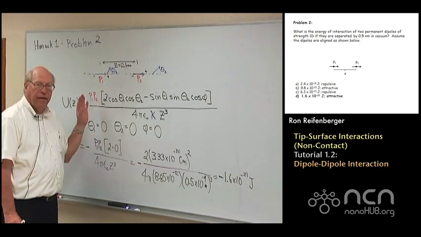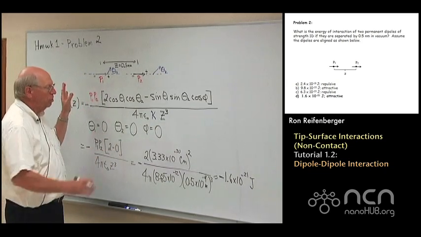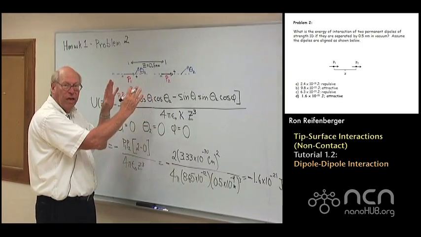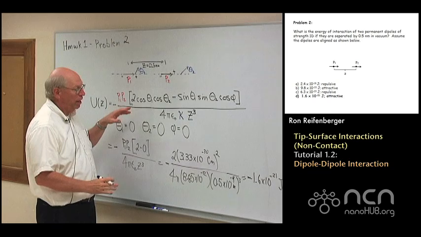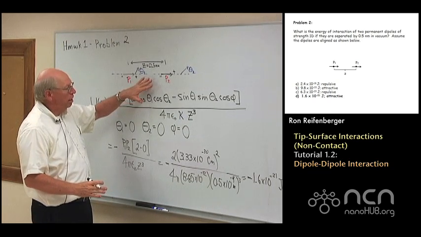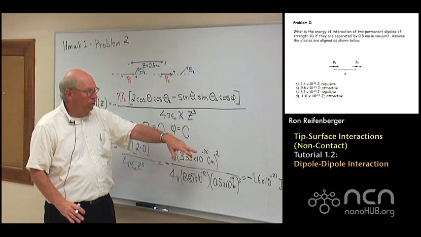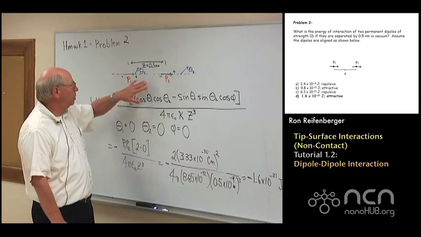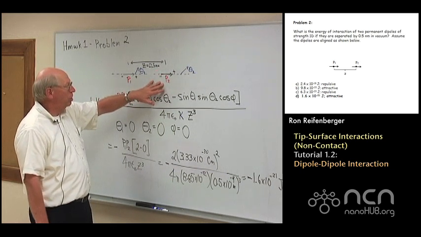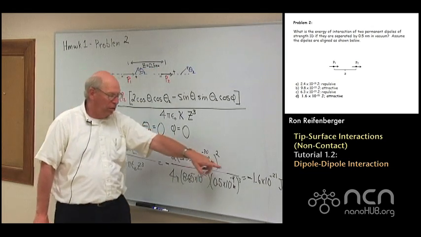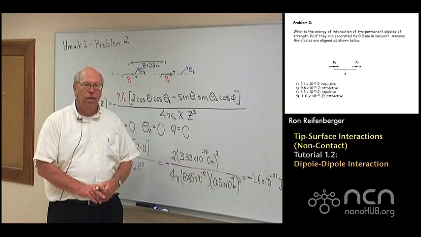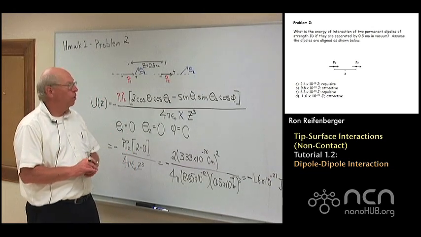So the energy required to assemble these two dipoles is negative. That means that the dipoles will want to assemble, they'll want to come together in this configuration. And the magnitude of the interaction potential energy, the magnitude of the electrostatic energy stored when these two dipoles are in this orientation with this separation, is 1.6 times 10 to the minus 21 joules. So that's how I think you solve problem 2.